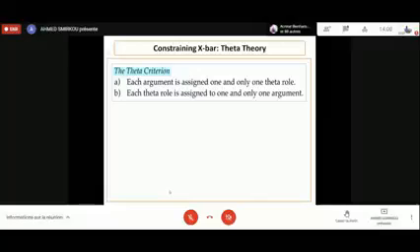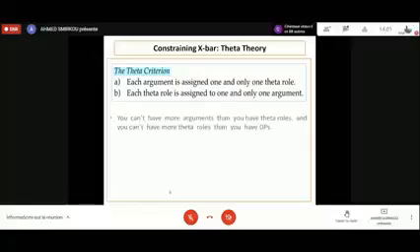So it seems the same thing, but it's not. Each argument is assigned one and only one theta role. Each theta role is assigned to one and only one argument. We need examples to explain it easily. Don't worry, we'll move to the examples and come back to this constraint. It means that you can't have more arguments than you have theta roles, and you can't have more theta roles than you have arguments.